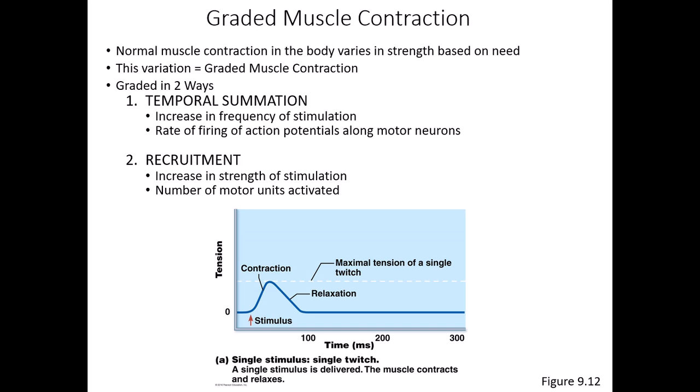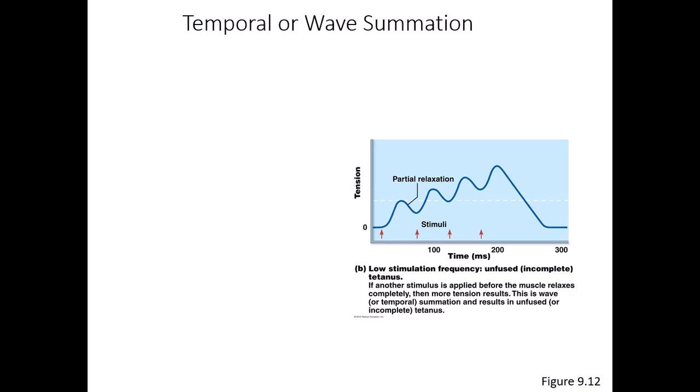Okay, so let's think about these a little bit more. And I should mention that temporal summation and recruitment are just controlled by your brain. It's not really something that you willfully control, though we do have voluntary control of our skeletal muscle. These mechanisms are just occurring kind of involuntarily to create whatever strength contraction is necessary. So temporal summation is also called wave summation, because when you look at the picture of the myogram of this phenomenon, it very much looks like waves.